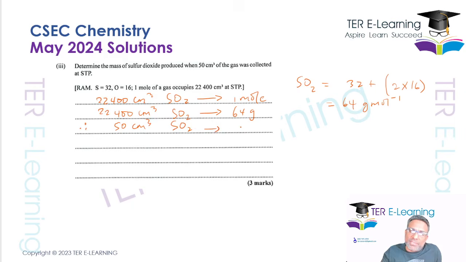And you're going to cross multiply. So that's going to be 50 multiplied by 64, all over 22,400, right? And that's going to give me 0.143 grams, because I said, what is the mass of sulfur that is produced when 50 cm cube of gas is collected?